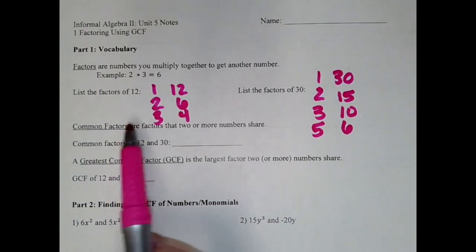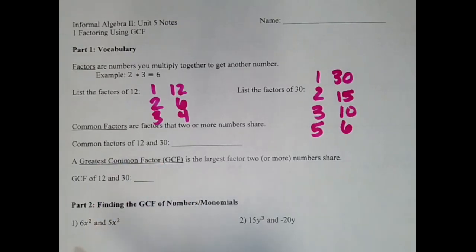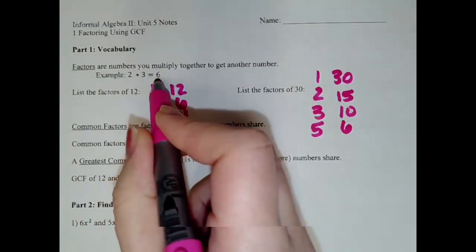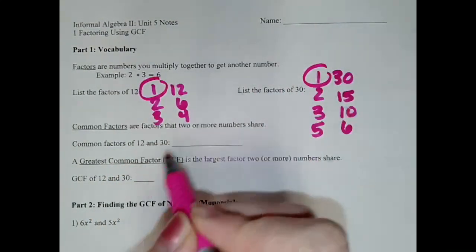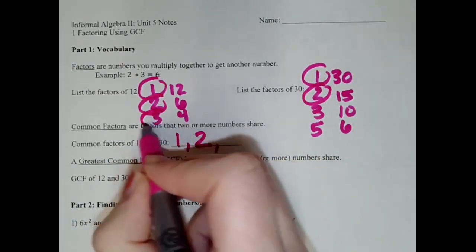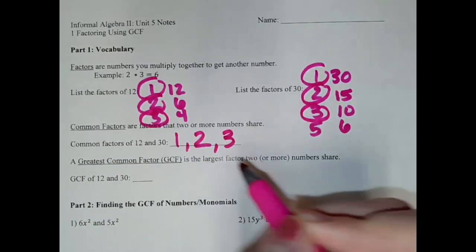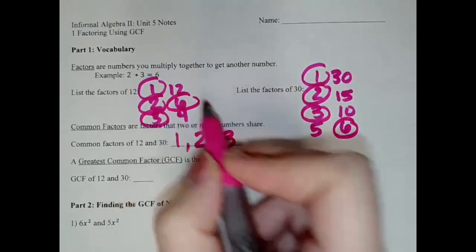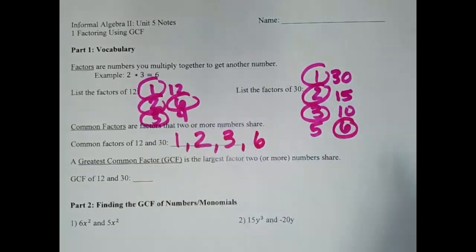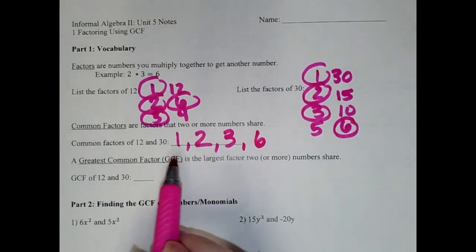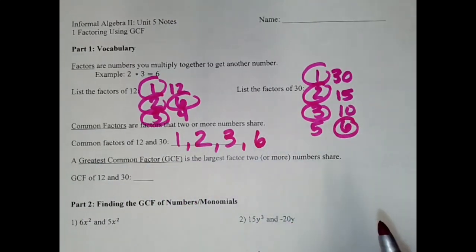If you were to compare 12 and 30, you would be able to list common factors. Common factors are factors that 2 or more numbers share. So if I'm looking at common factors, 1 is a common factor, 2 is a common factor, 3 is a common factor, 4 would not be, 6, yes, would be, so 6 is a common factor, and 12 would not be, nor would 5, 10, 15, or 30. So all of the common factors are these 4 right here.